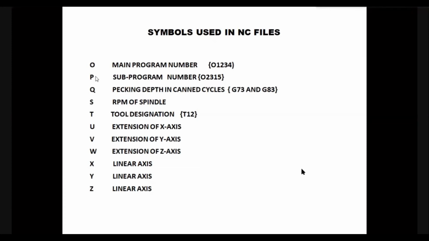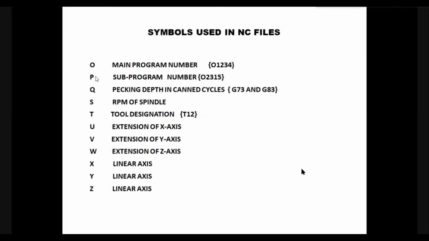Okay, and the next symbol is P, which represents subprogram number. Even subprogram numbers will be expressed as O2315 or O134, the way in which main program numbers have been expressed. There is no difference between program numbers for subprograms and main programs. And next, Q, the peck depth in canned cycles.